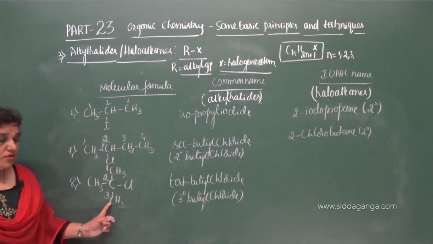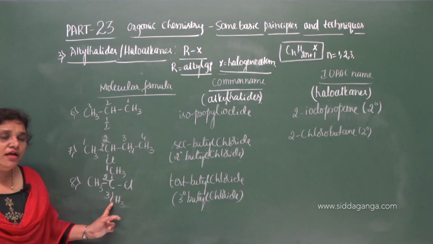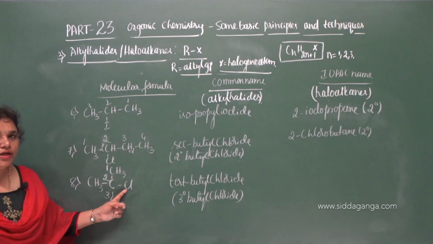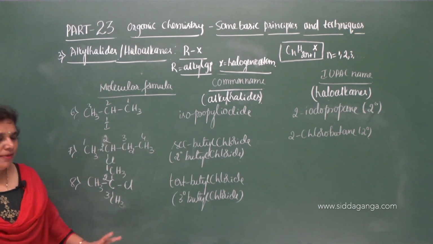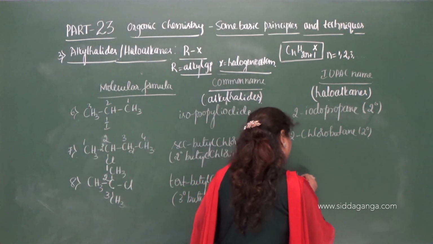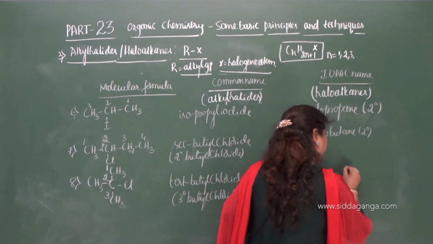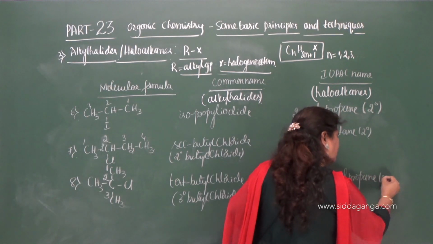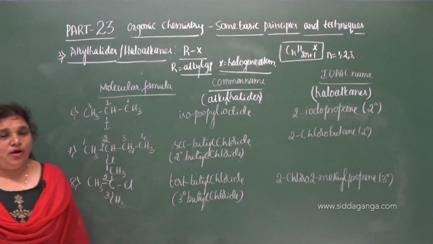2-chloro-2-methylpropane. In the selected parent chain we have 3 carbon atoms, and hence the root word will be propane, and on the second carbon we have 2 substituents. One is methyl, another one is chlorine. You have to arrange them in alphabetical order, and hence the name 2-chloro-2-methylpropane. 2-chloro-2-methylpropane is the tertiary haloalkane.